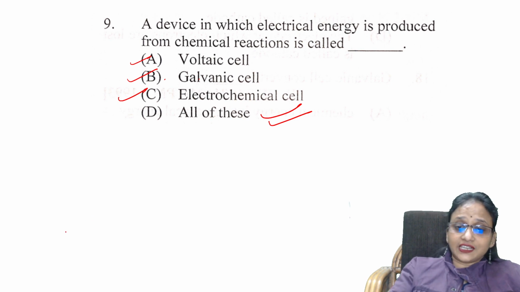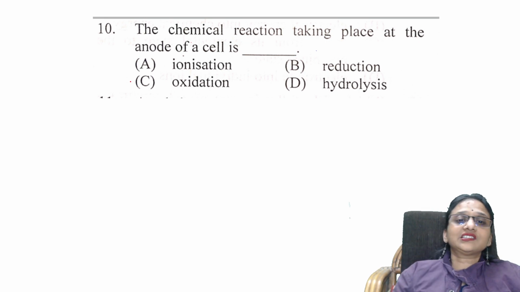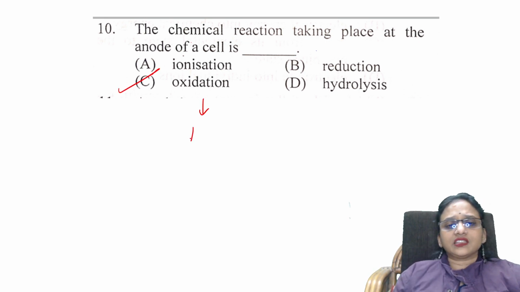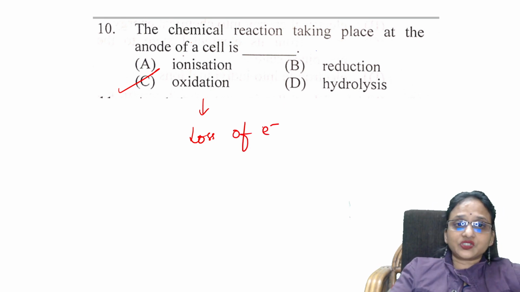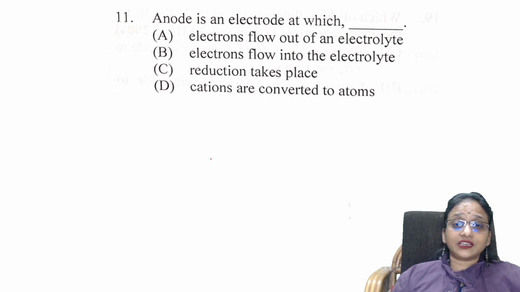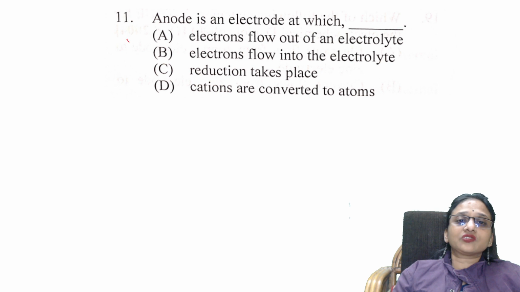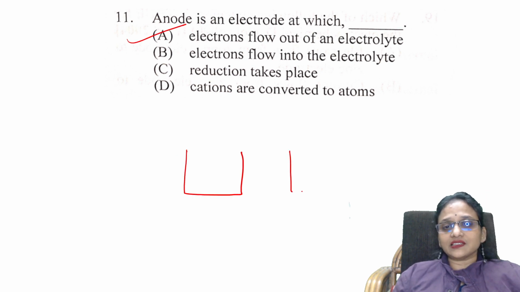All right. Next, the chemical reaction taking place at the anode is easy. Oxidation, nothing but loss of electrons. Okay. Next question. The anode is an electrode at which, okay, what happens, students? The anode is an electrode from which electrons flow out to the electrolyte. Correct?